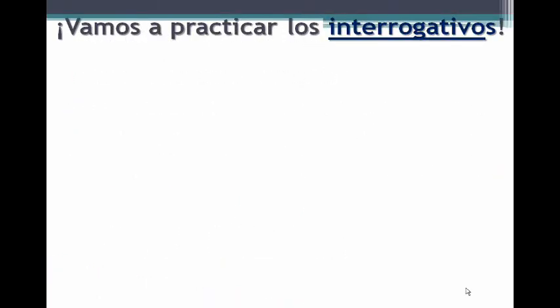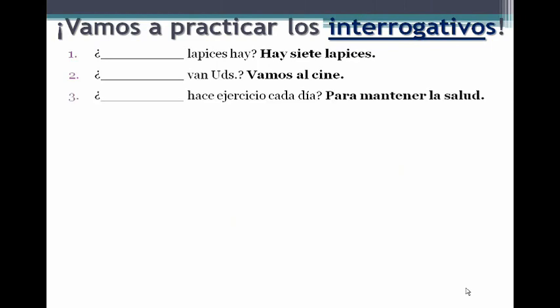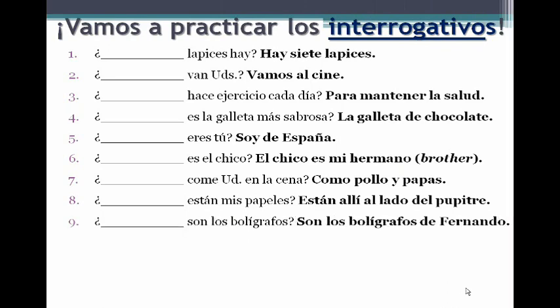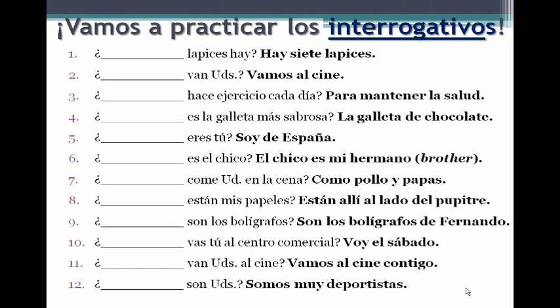Y ahora vamos a practicar los interrogativos. Now what I want you to do is look at these 12 sentences, and you are going to fill in the blank with one of the interrogatives, and each one is going to be used one time, so you're going to end up using all 12 of the interrogatives that you just learned. The answer to the question that is in bold is going to help you determine which interrogative you need to use. So read the answer to the question carefully and use that to help you determine which interrogative you should fill the blank in with.